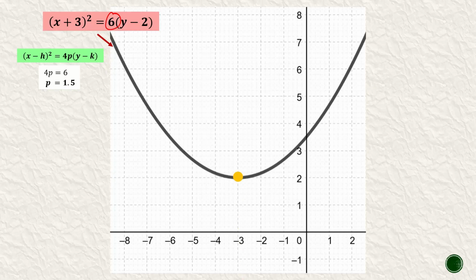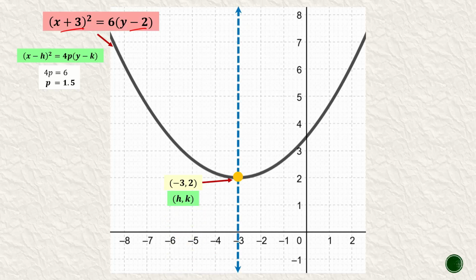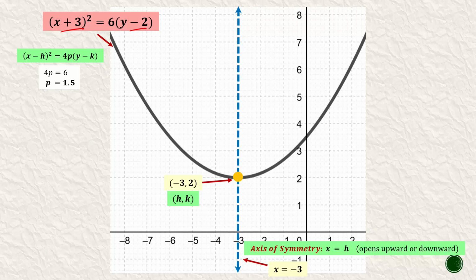All right, let's identify the vertex. That's this one. We can also see that from the equation. That's negative 3 and positive 2. All right, that's h,k. And then we have this imaginary line that divides the parabola into two equal parts. That's the axis of symmetry. Since it opens upward, whatever the value of our h, that is our equation of the axis of symmetry.